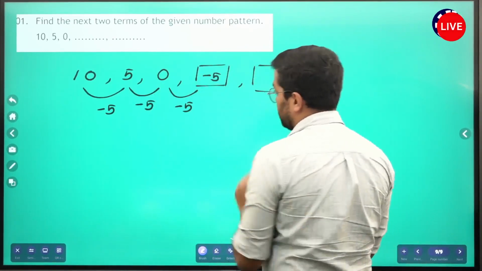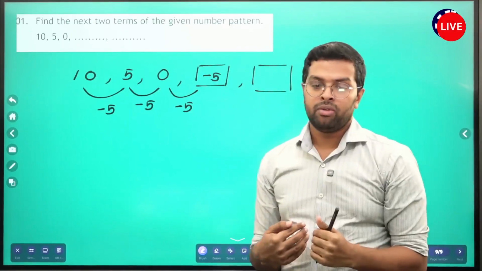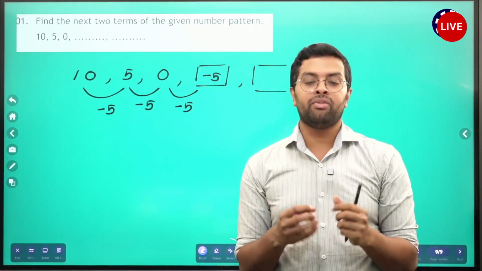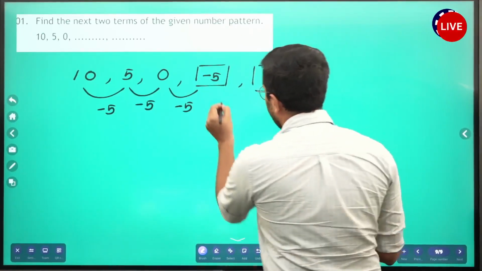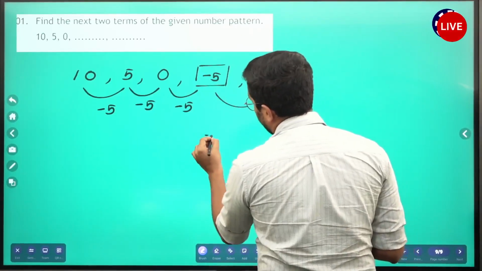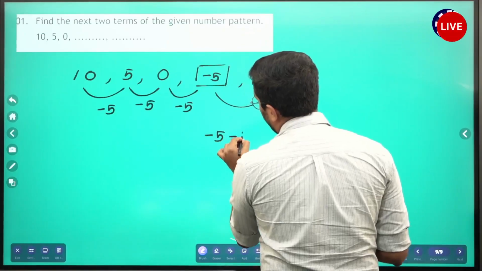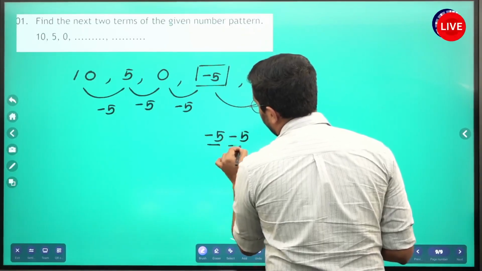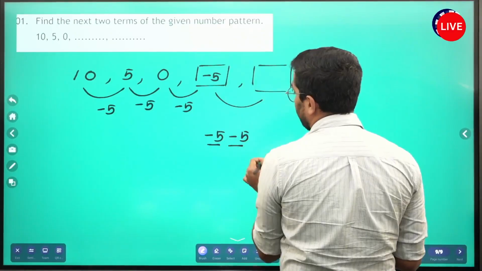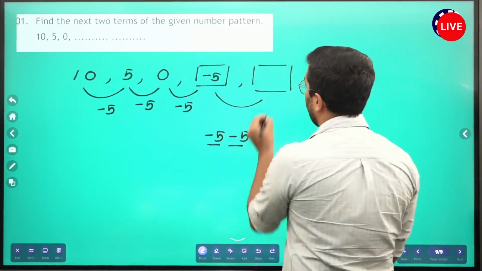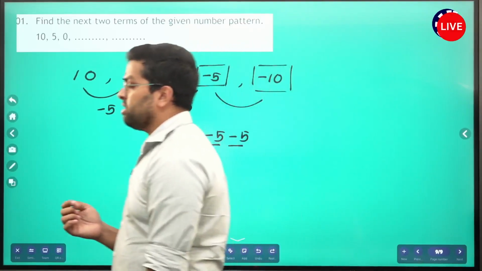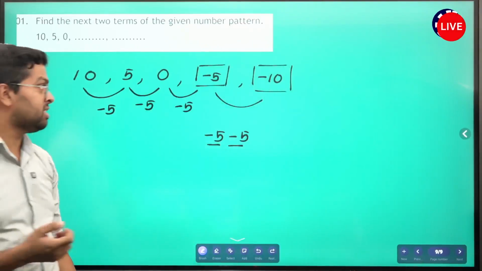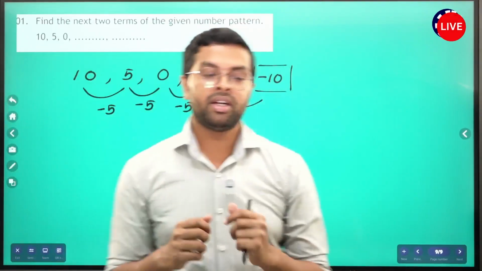Now the next value. In order to get the next value, we have to subtract another 5 from negative 5. So the final answer is given by the operation negative 5 minus 5. Here the answer is minus 10. So the answers for this question are negative 5 and negative 10.